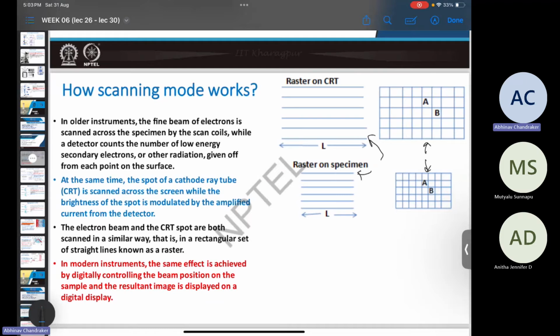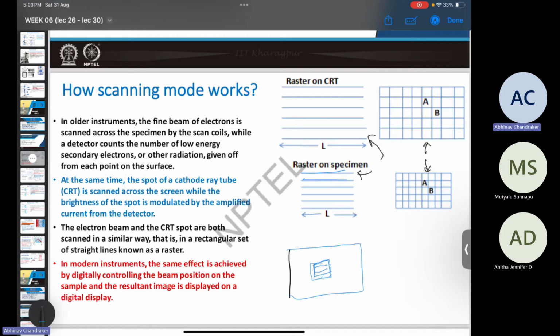So if you have a specimen like this, then this is the area where you are doing the scanning. So this is your specimen scan area. The probe will move like this in a linear fashion, one by one. And as it is moving, there are signals getting generated, right? SEs, BSEs, X-rays. So they are detected by the detector.